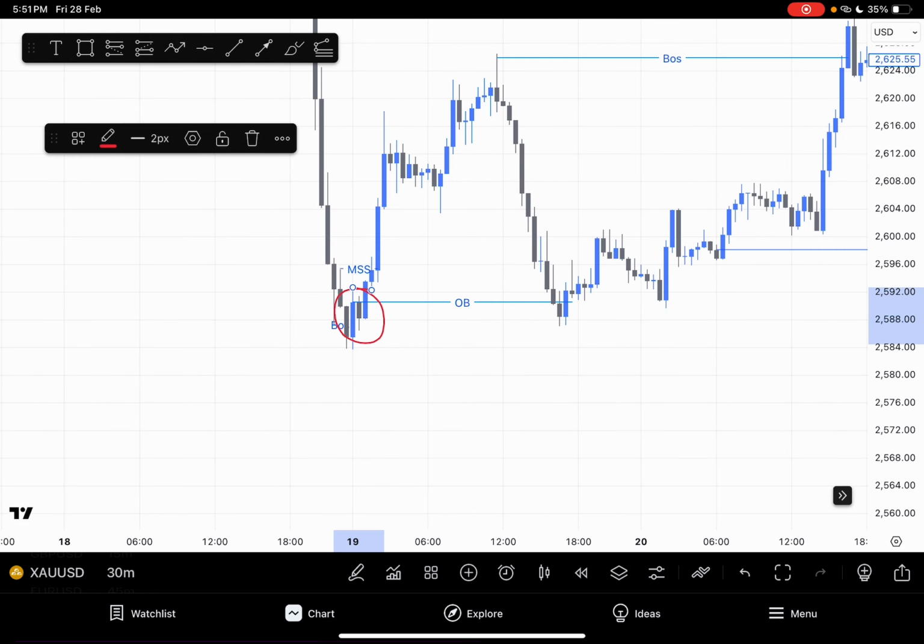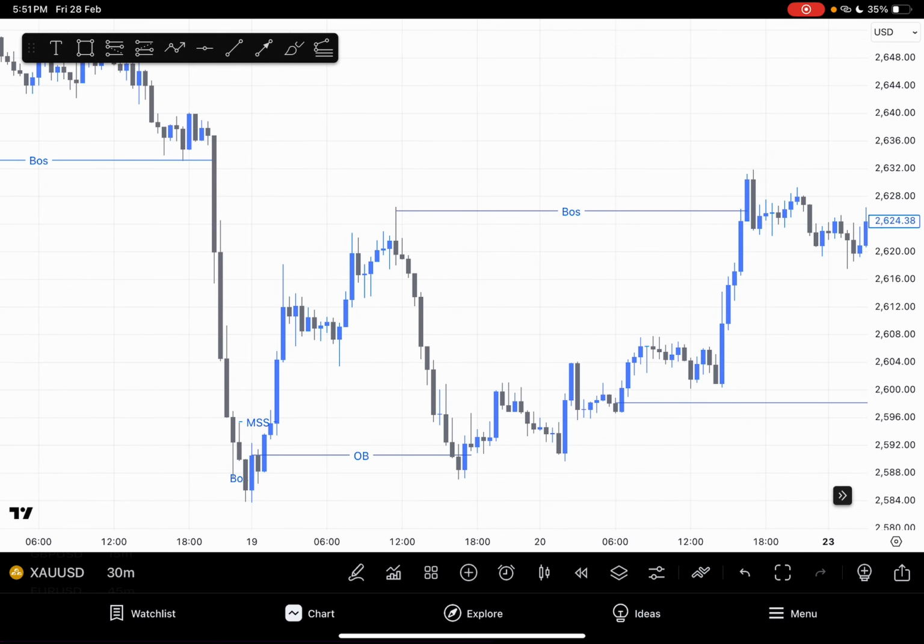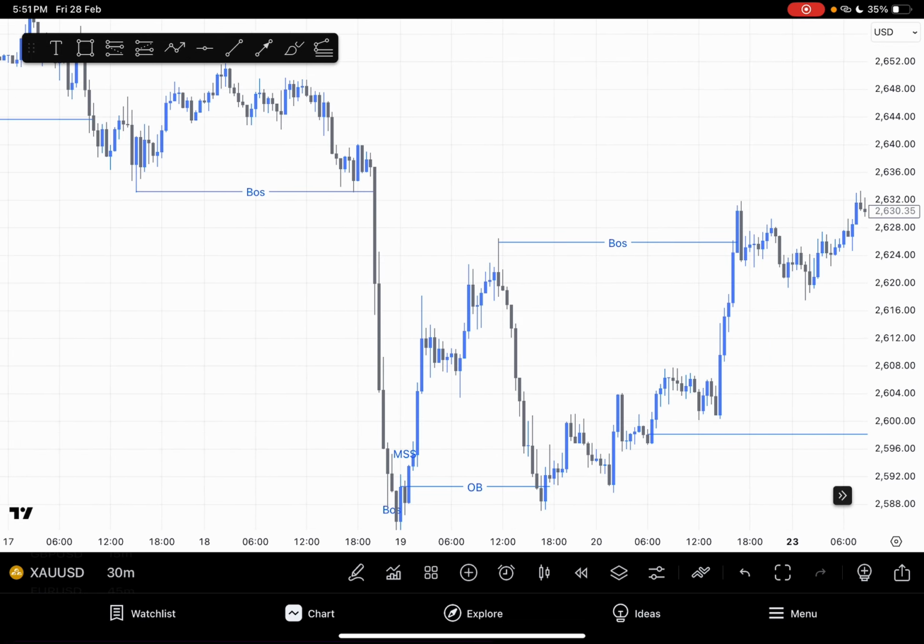So you see, after the market structure shift, price came for that OB and retested. So this is to tell you the downtrend is not valid anymore. This is how you can always mark break of structures when you open the chart. That's to tell you the downtrend is not valid anymore, and price has changed to an uptrend.